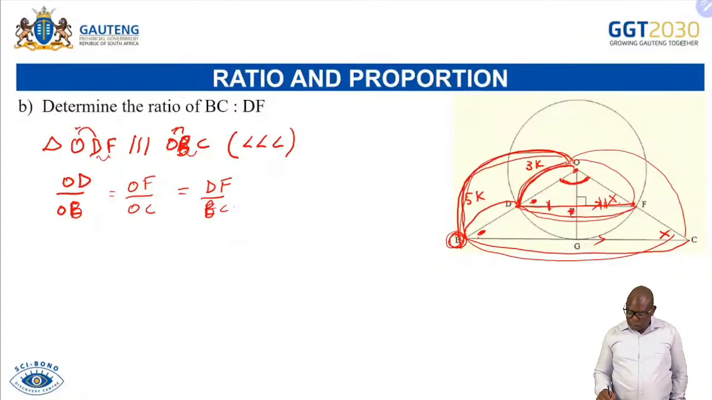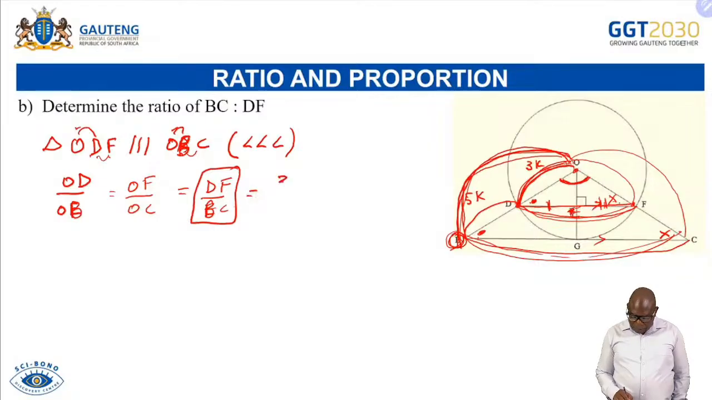Now, this is E. Right. So OD over OB. Which one am I looking for? I'm looking for DF and BC. But what do I know about the other ratios? This 3 over 8 will be the same as DF over BC, right? So now that should be 3K over 8K, because the ratio of that is 3 and that one is 5.